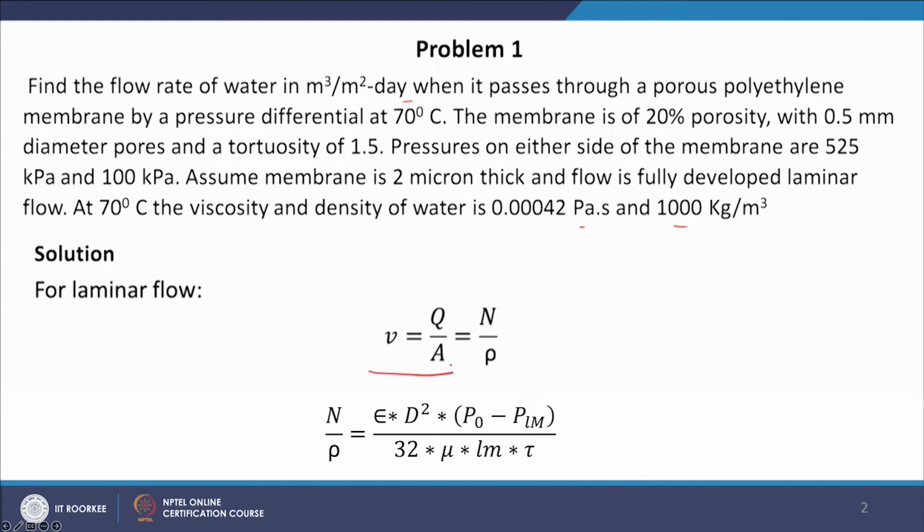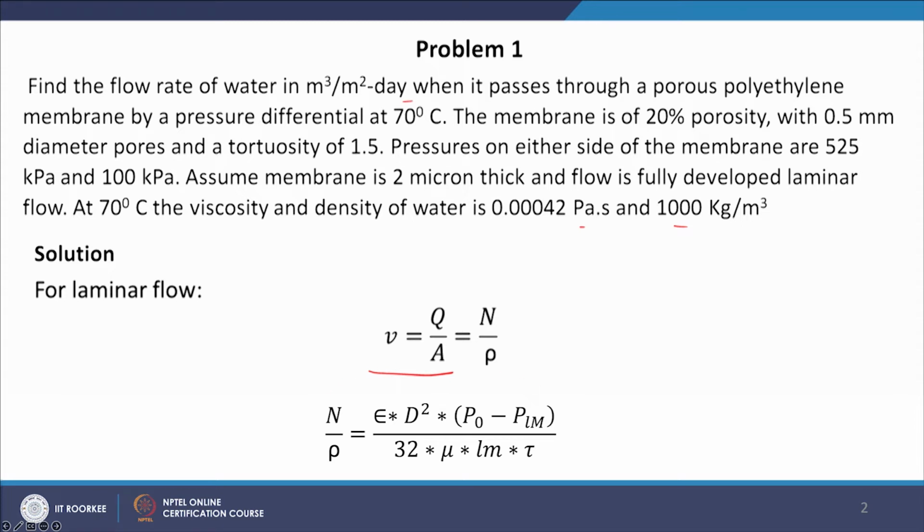So, this Q by A is equal to N by rho, that is the volumetric flux. Mass flux divided by rho, so that is N by rho, and in the previous class we have discussed that N is equal to rho into E into d square into (P O minus P L M) divided by 32 mu L M tau. So, that expression we have discussed.